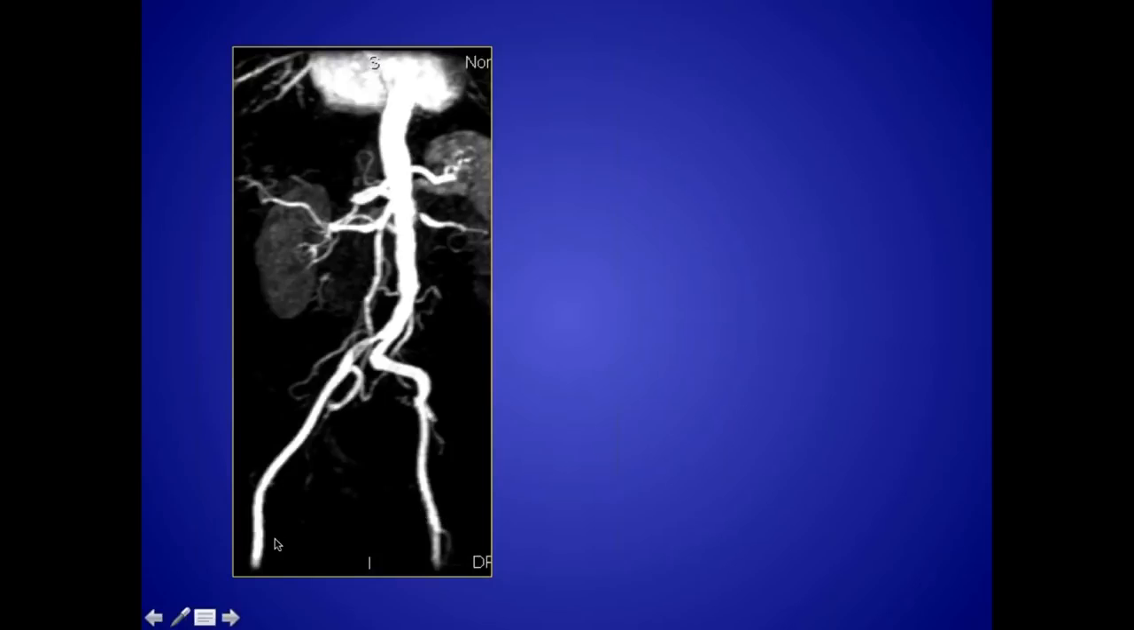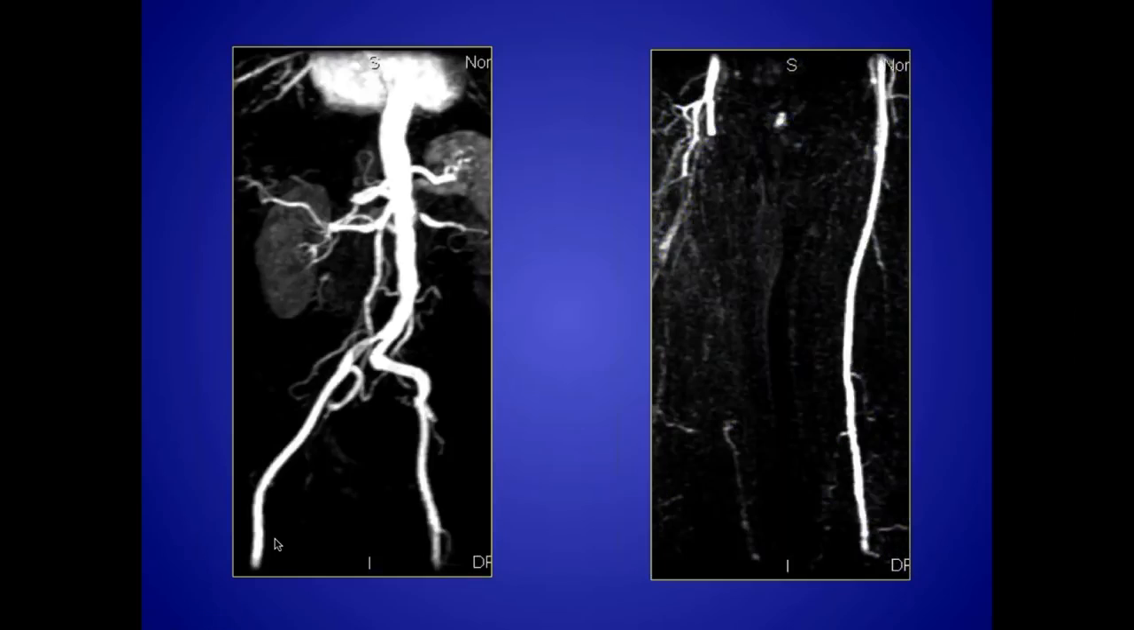Here we start to see the bifurcation, and here's the rest of the MRA of the lower extremities, showing abrupt cutoff of the superficial femoral artery. Here is some blood flow in the deep femoral and some collaterals, and you can see there's some collaterals further down the level of the calf, but the SFA and the popliteal artery are occluded. It looks pretty good on the contralateral side.